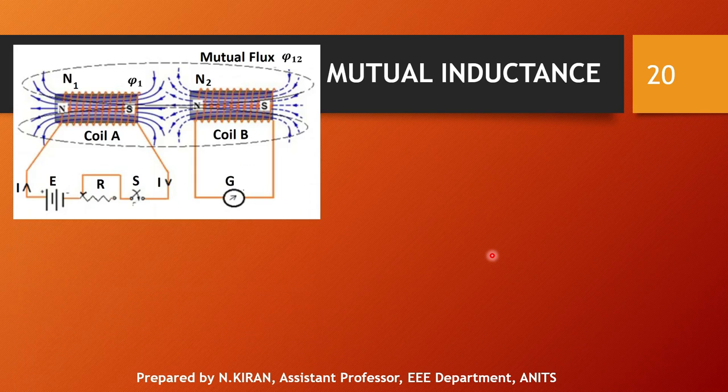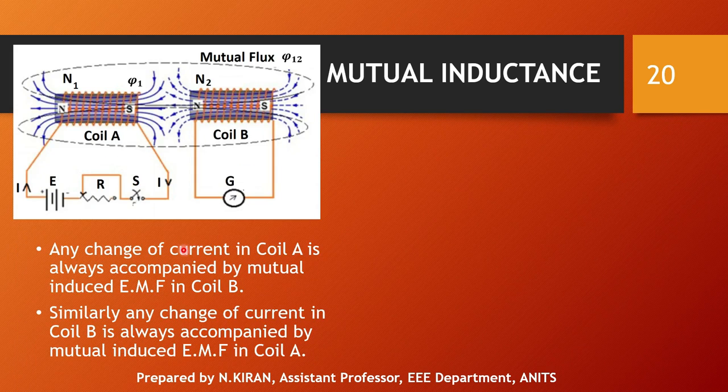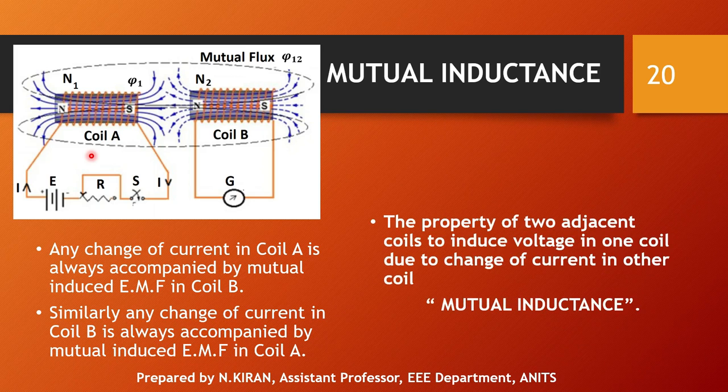Mutual inductance. As we have seen, any change in current in coil A is accompanied by a mutually induced EMF in coil B. That is, if I change the current in coil A, it induces an EMF in coil B. Similarly, if I change the current in coil B, it will also induce a mutually induced EMF in coil A. So this property of two adjacent coils to induce voltage in one coil due to the change in current in another coil is called mutual inductance.